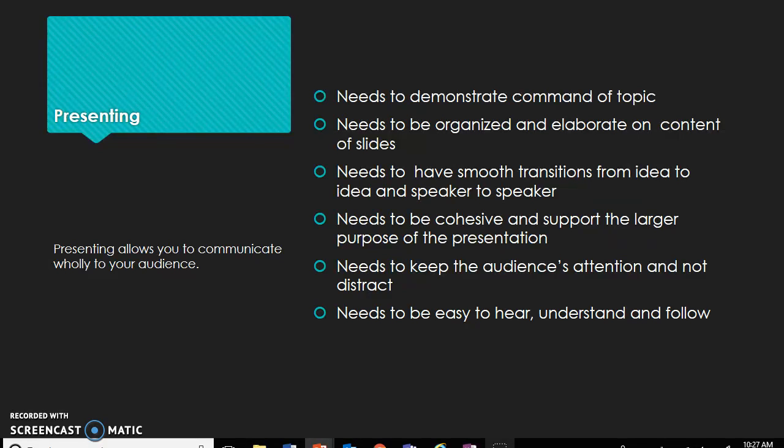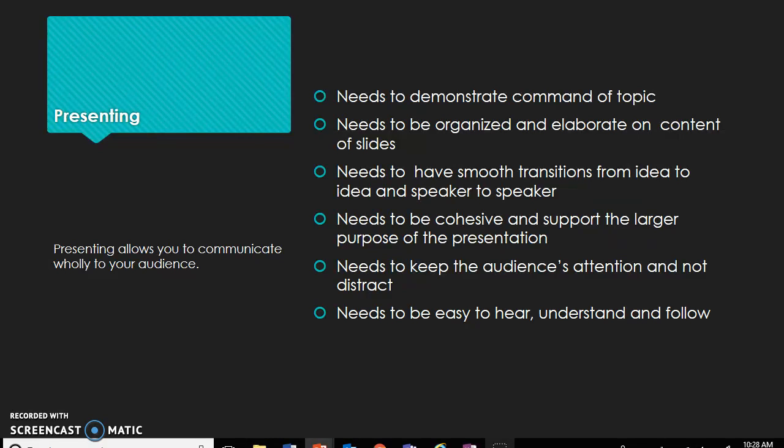When you present, you need to be organized. You need to elaborate on the content of the slides, okay? Don't depend on the slides to do all the work for you. You need to work with the slides. You need to have smooth transitions from idea to idea. So whenever you're changing your idea or discussing something else, it needs to be connected. You also need to have a smooth transition when you switch from one speaker to the next, okay? It needs to be cohesive, and it needs to support the larger purpose of the presentation. So whatever it is you're presenting, it needs to address either whatever the problem is or whatever the solution is.